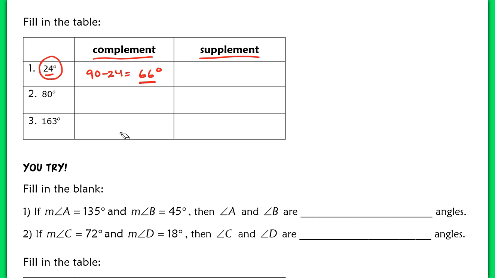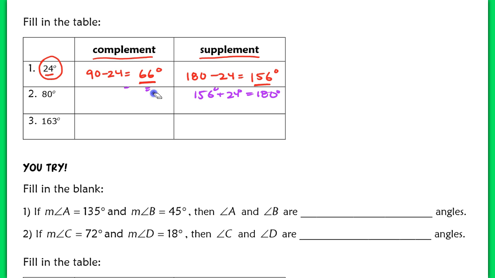Okay. Now to find its supplement, I'm going to take 180 degrees and subtract 24 degrees. Okay, this will give me 156 degrees. So this is saying that a 156 degree angle and a 24 degree angle are supplementary to one another. And you can always check these answers because 66 plus 24 has to equal 90 degrees if the angles are complementary to each other. And 156 plus 24 degrees has to add up to 180 degrees if these are supposed to be supplementary to each other.